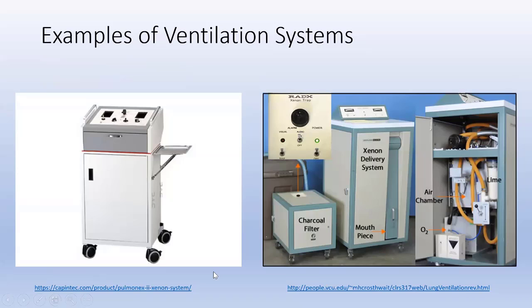Here are 2 examples of the unit. This is the more common one, and is more readily available. It has a simple control panel. Again, inside here is a big bag where it collects the xenon and you add oxygen. And over here we control between the initial breath, equilibration followed by the washout.